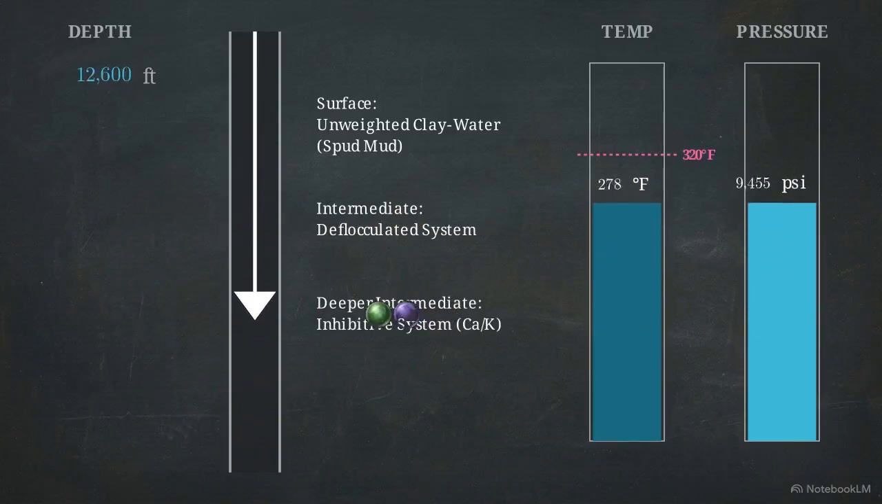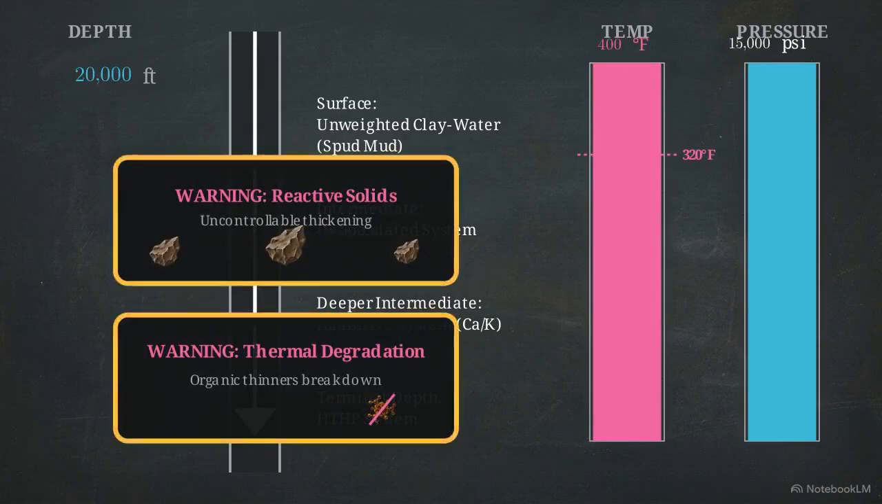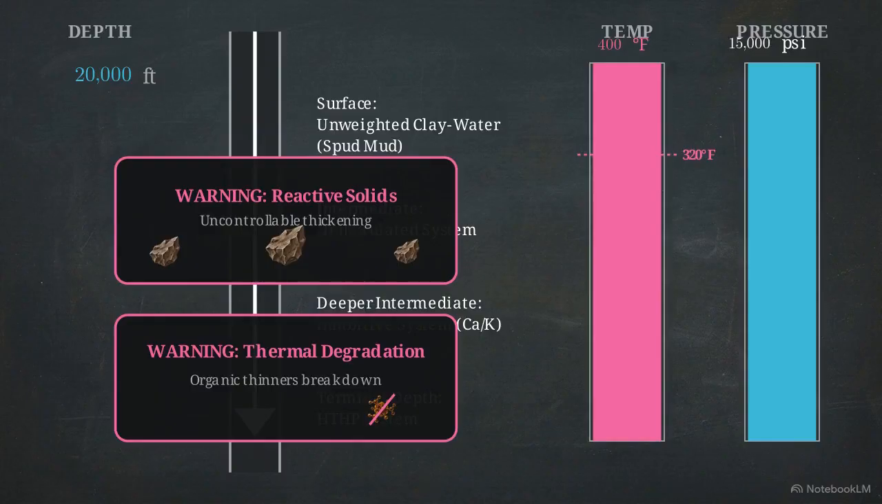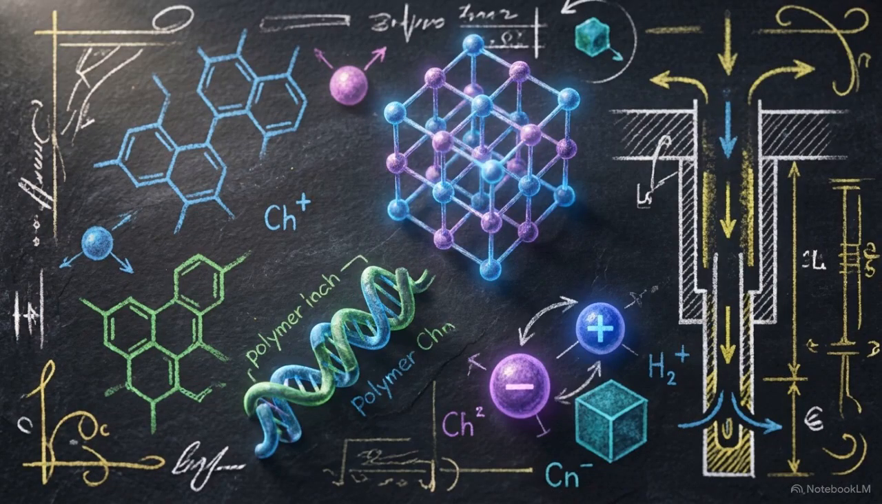At specific thresholds, the baseline chemistry fails. Engineers must execute chemical conversions to maintain rheology and stabilize the rock. Miscalculating these transitions results in lost circulation, stuck pipe, or a total collapse of the wellbore. Reaching target depth is an exercise in applied crystallography, cation exchange, and polymer engineering.